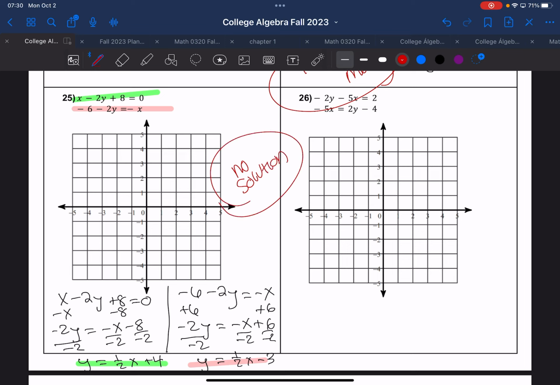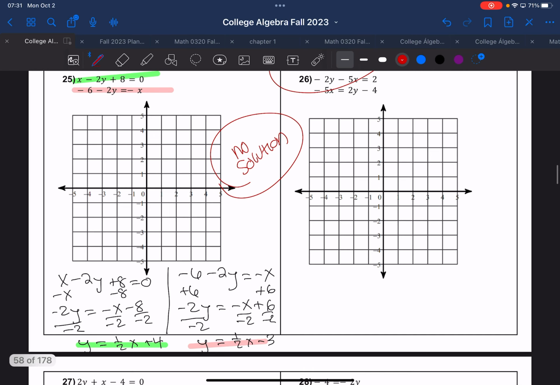We don't need to graph those because we said that out loud. We said, okay, same slope, parallel lines, so no solution. You could say no solution because they're parallel lines, but you couldn't say parallel solution.